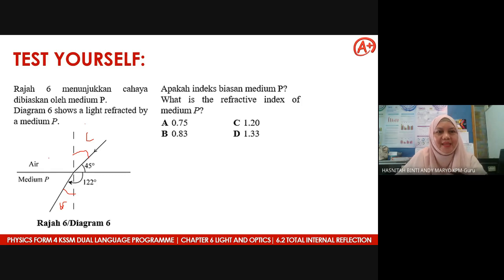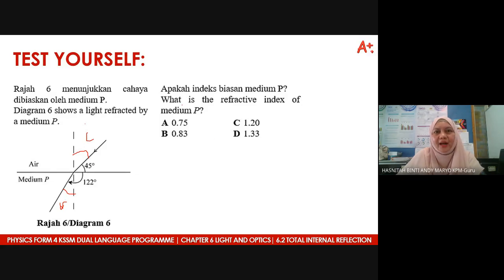From this diagram, can you tell me which medium is denser, air or medium P? From the incident ray and refracted ray, you can see the ray is refracted towards the normal. So we understand medium P has a higher optical density compared to air, since the ray is refracted towards the normal, where I is greater than R.